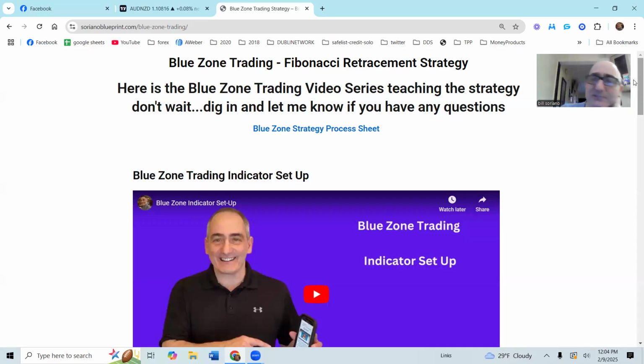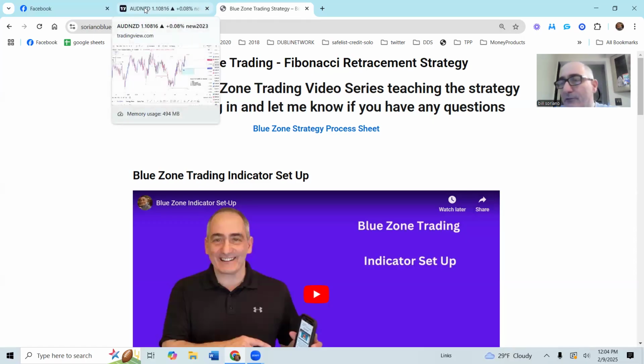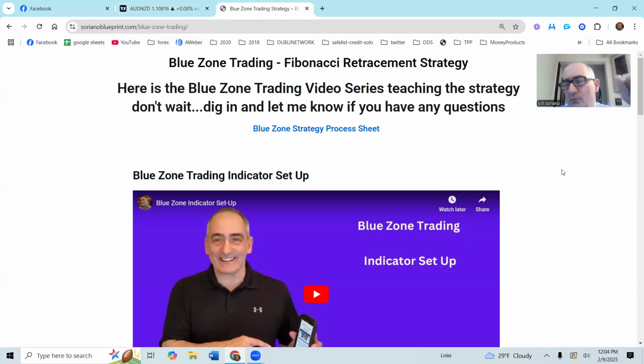So let me just show you. That's the reason why I want to show you this. But again, I don't want to confuse people. So if you're doing the blue zone trading, you like it, just continue to use it. Nothing wrong with it. This is going to be more of a higher time frame zones that we're looking for on the supply and demand zone trading. So I'm just going to show you real fast.